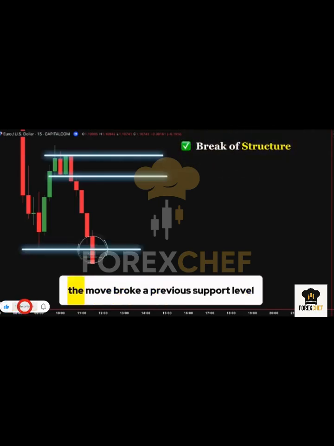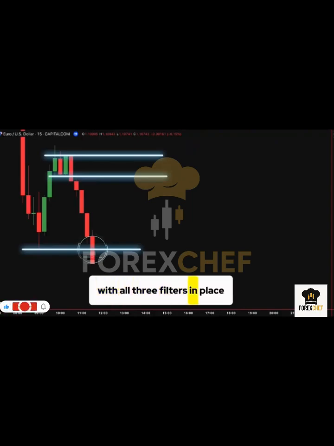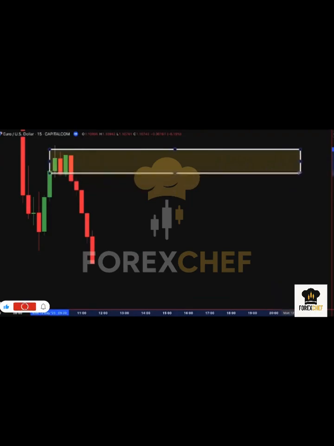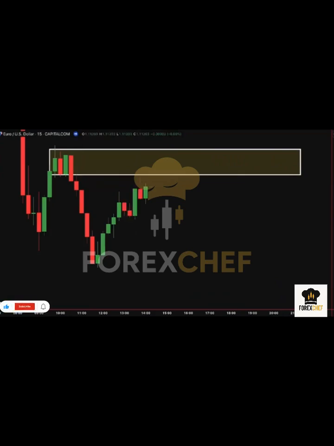Break of structure. The move broke a previous support level, confirming that this wasn't just a pullback, it was a structural shift driven by smart money. With all three filters in place, this is a valid supply liquidity zone. So we draw the zone and wait for the price to return.